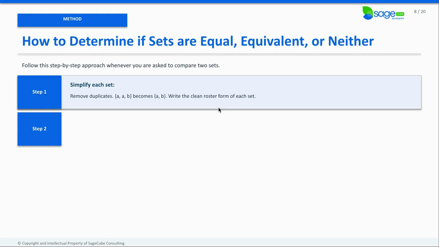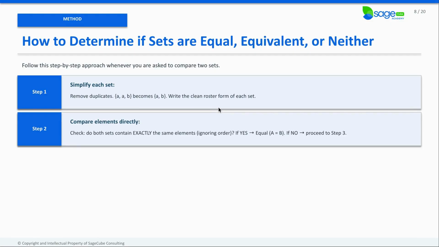Step 2, we are going to compare elements directly. So check, do both sets contain exactly the same elements? Forget about the order. If yes, they are equal. If no, we go to step 3.